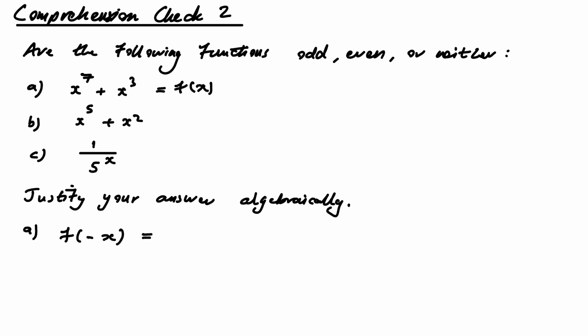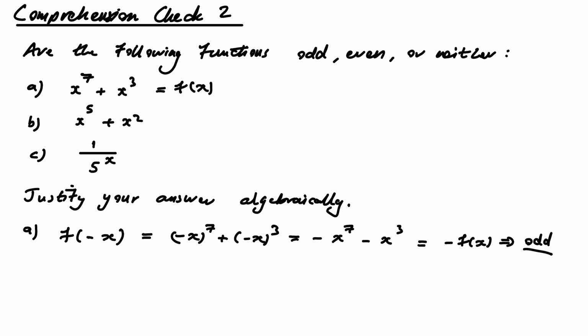So this is equal to minus x to the power 7 plus minus x to the power 3, of course. Minus x to the power 7, though, is just minus x to the 7, because it's minus 1 to the 7 times x to the 7, and minus 1 to the 7 is just minus 1. Same story here. That's equal to what? Minus f of x. So this implies the function is odd. That's true for anything in the domain.